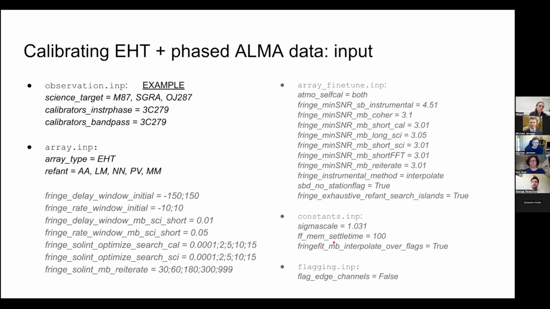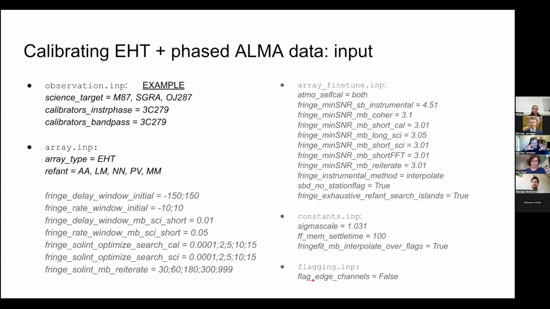Then there's this parameter here, which deals with how the pipeline manages memory if you run it on multiple CPU nodes. EHT data, because of the very broad bandwidth and small channelization, is actually very memory intensive. So this parameter just makes the pipeline a little more conservative with the use of memory, because otherwise you can get into trouble with the pipeline running out of memory.